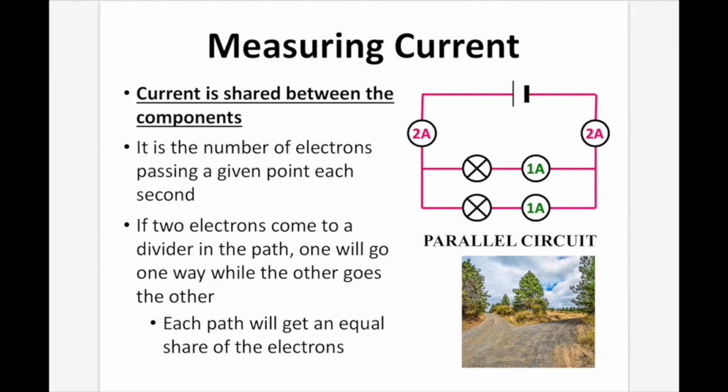But if we have a parallel circuit, and we have 2 electrons leaving the battery, well, you're going to have 1 electron go this way, as represented by the 1 amp, and you're going to have 1 electron go in the other path, because they're going to pick their side, and they're going to divide up equally. If there were 3 paths, you get your 3 electrons divided by 3 different paths.